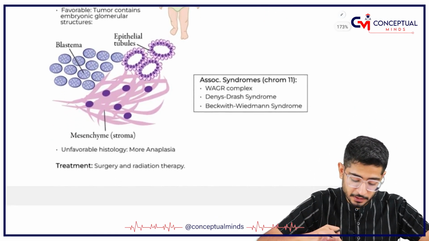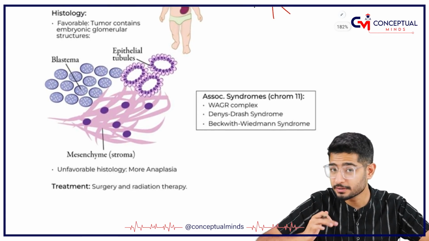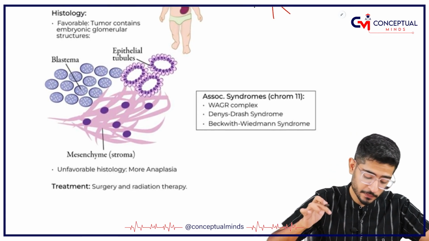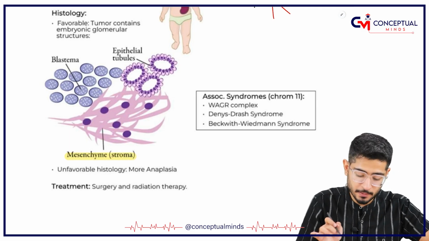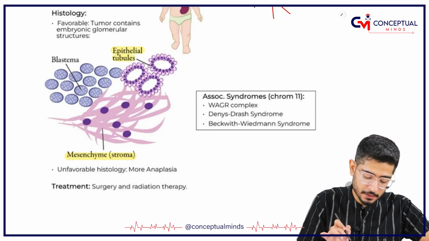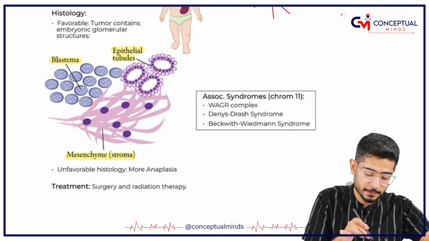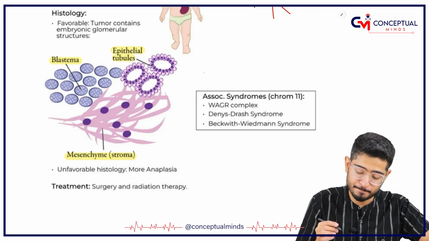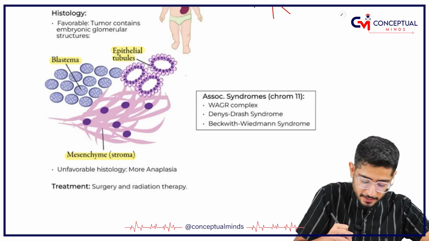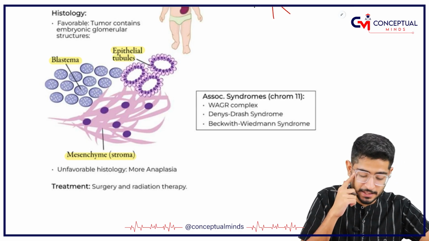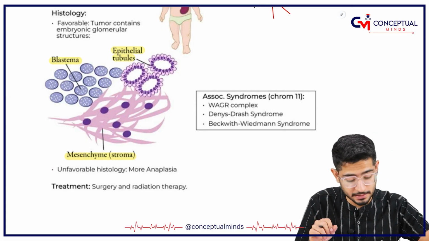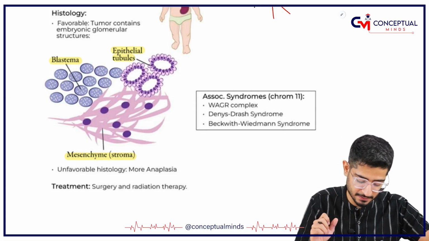Now this tumor, this Wilms tumor, in the histology shows some mesenchymal cells, stroma, some epithelial tubules and some blastemas. So Wilms tumor is going to have the mesenchymal component, the epithelial tubules as well as blastema. Just remember this, these are important.